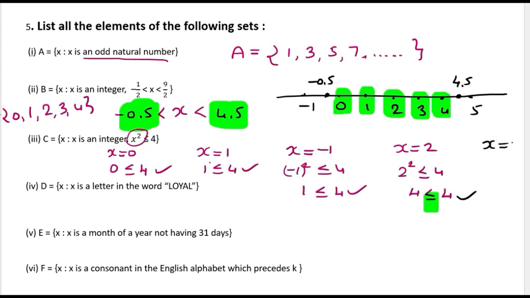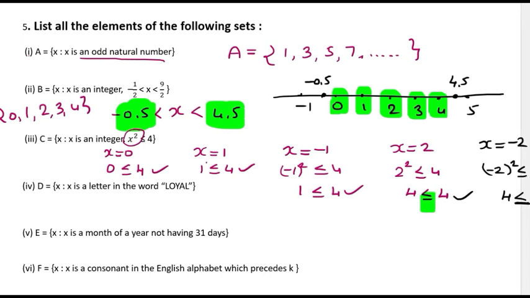Take x value as minus 2. Minus 2 whole square is less than or equal to 4. Minus 2 square means minus 2 into minus 2, that is 4, is less than or equal to 4. Definitely the less than or equal to condition is satisfied. It is also true. So take x equals 3. 3 square is 9. 9 is less than or equal to 4. It is not true, right?